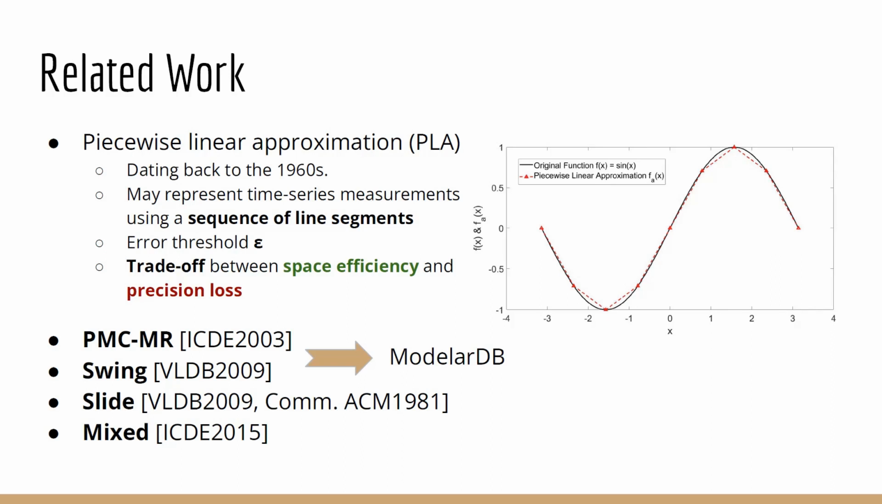PMC-MR is an example of piecewise constant approximation. Swing is a PLA algorithm that uses joint segments. Slide provides the optimal representation when using disjoint segments. And Mixed provides improved space efficiency by using a mixed representation with both joint and disjoint segments. ModelarDB uses the Gorilla algorithm for lossless representation and uses either PMC-MR or Swing to allow users to set an error threshold and acquire space savings.